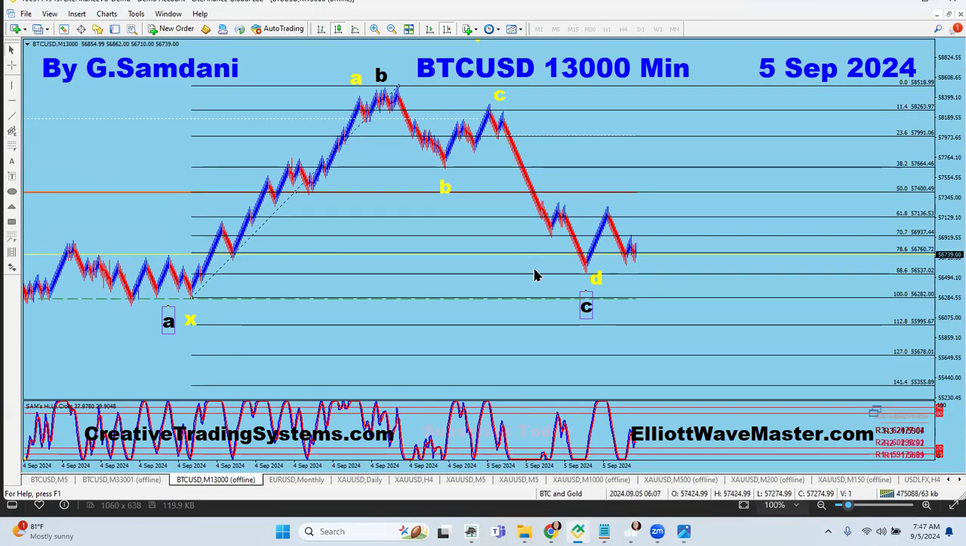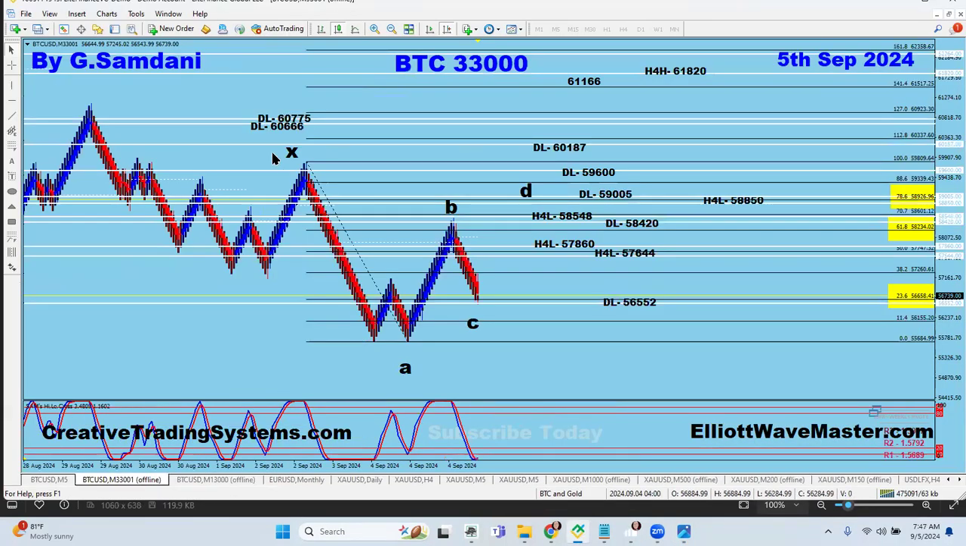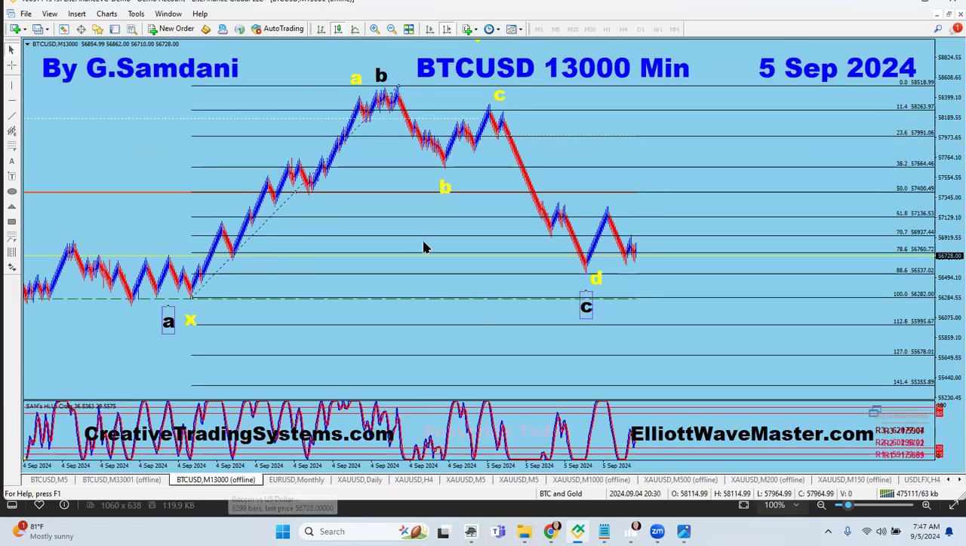So, pattern within pattern. This big pattern here, X, A, B, C, D, is supposed to be going over there. If you look at A, B, C, we have another pattern completed here and ready to go to the upside. But there is another pattern from when it was coming down. Let me show you on this smaller time frame.